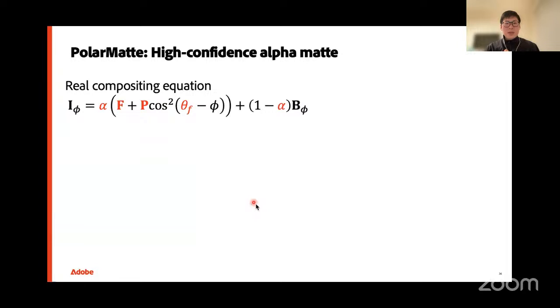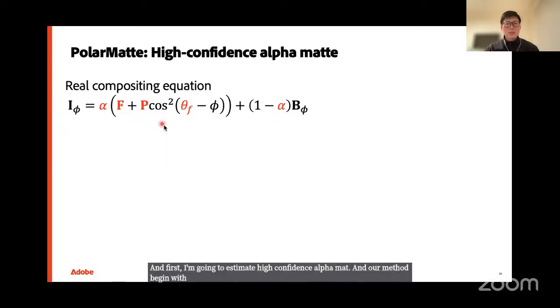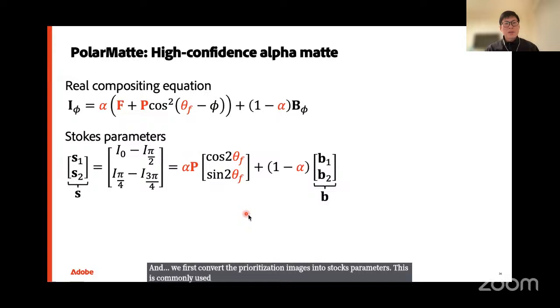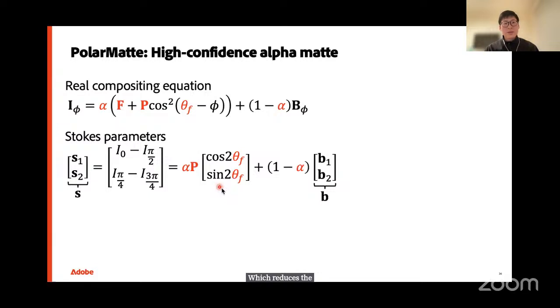And first, I'm going to estimate the high confidence alpha matte. Our method begins with the real compositing equation. We first convert the polarization images into Stokes parameters. This is a commonly used parameterization in the polarization vision field, and this makes the analysis of polarization images much easier. And the good thing is this cancels out the unpolarized term, which reduces the degrees of freedom of this problem.